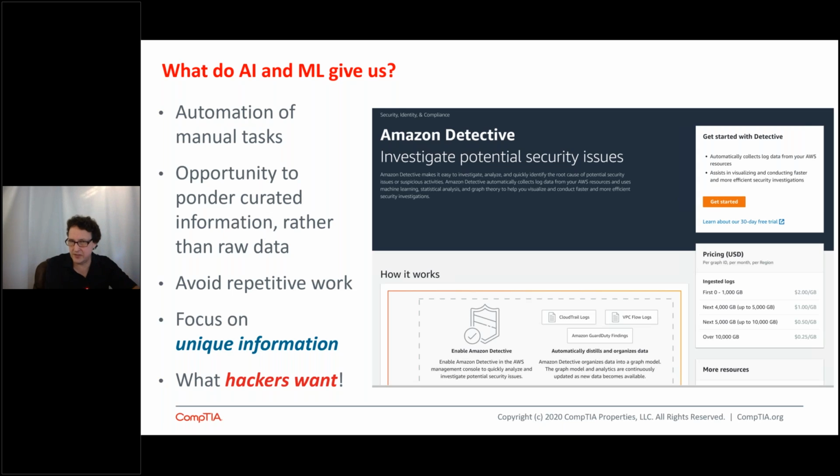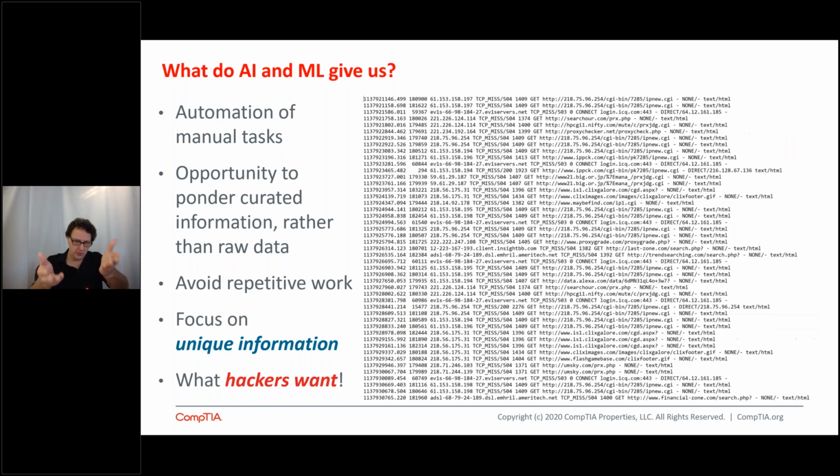I use Amazon Detective as an example that investigates potential security issues. Still fairly rudimentary in terms of what it can do, but it does take care of a lot of those automatic lower level tasks. I'm showing here a proxy server log file. AI is really good at identifying those patterns. Human beings, we get lost in there pretty quickly, right? So we don't want to spend time looking at raw data. AI can do that. As we get a report from a machine learning app or an AI app, hey man, we're avoiding repetitive work now, and we can look at unique information. Now, this is also the same thing that hackers want, of course.